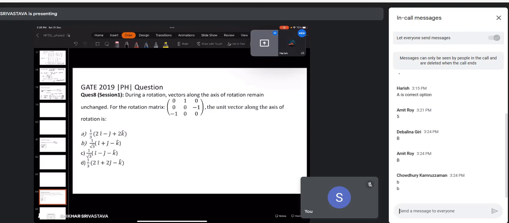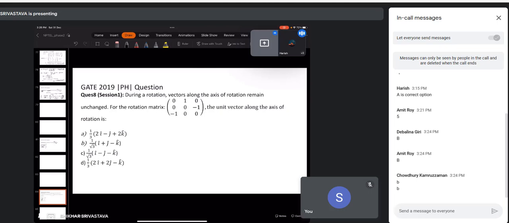There are a couple of things. First of all, Chaudhary has already answered it, but I will solve it. So what is rotation? It is also a kind of linear transformation.